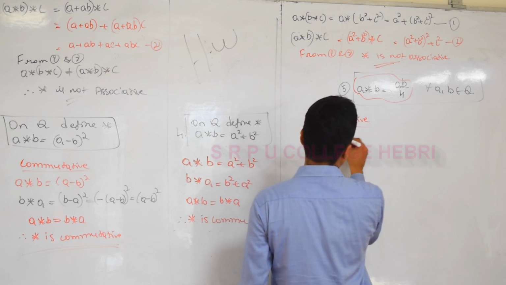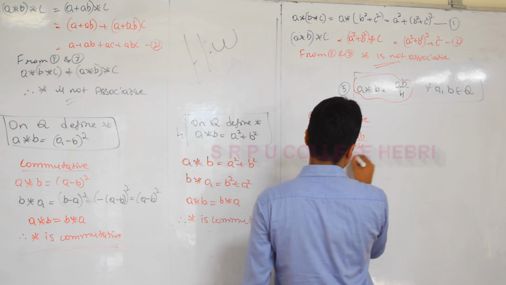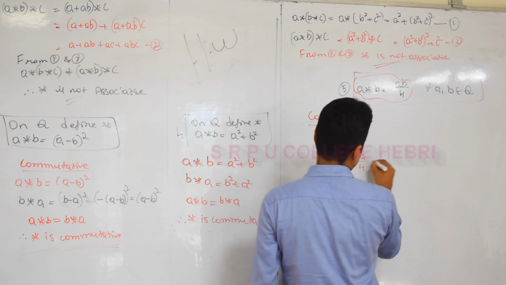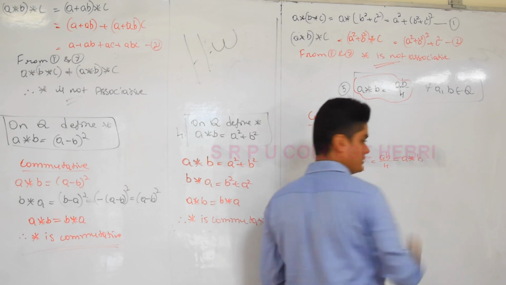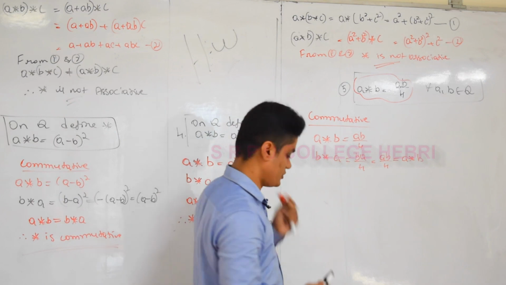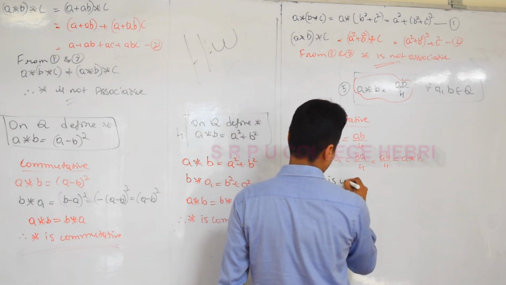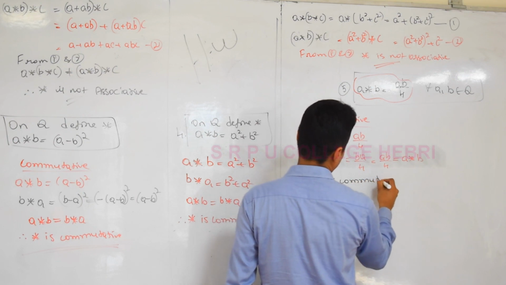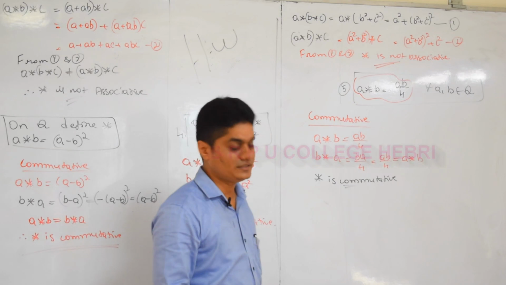A star B equals AB by 4. So what is B star A? It is BA by 4. Now can we write this as AB by 4? Obviously, so it is A star B. So very easily you can check that it is commutative. Now what is the conclusion? Star is commutative. We proved very easily that it is commutative.